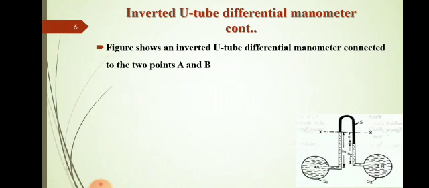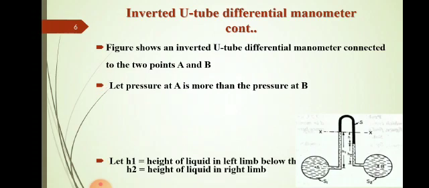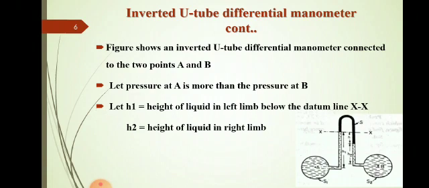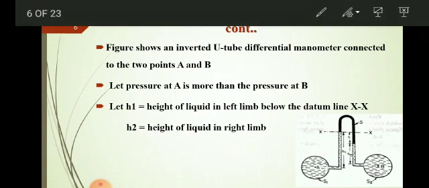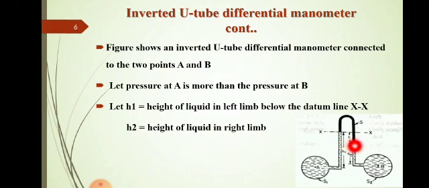So the figure shows an inverted differential manometer connected to the points A and B. Let the pressure at A be more than the pressure at B. Let H1 be the height of the liquid in the left limb below the datum line. See, this is the datum line, and H1 is the distance between the datum line and the center of the first pipeline, which is A. Let H2 be the height of the liquid in the right limb. See, it is marked here.